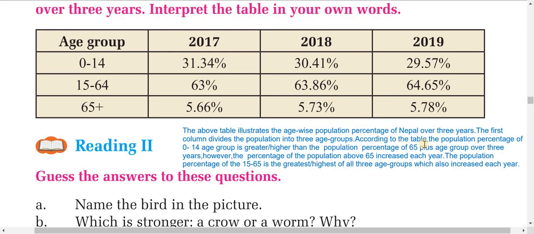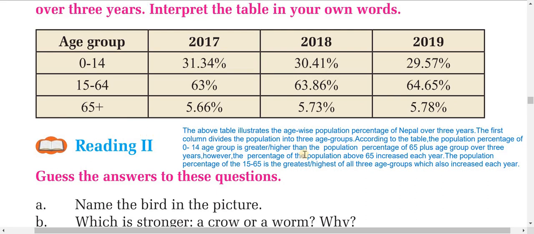So according to the table, the population percentage of the 0 to 14 age group is greater or higher than the population percentage of the 65 plus age group over 3 years. In the first point, what I said is that according to the table, the population percentage of the 0 to 14 years group is higher or greater than the population percentage of 65 plus. It appears higher than the 65 plus age group over the 3 years.